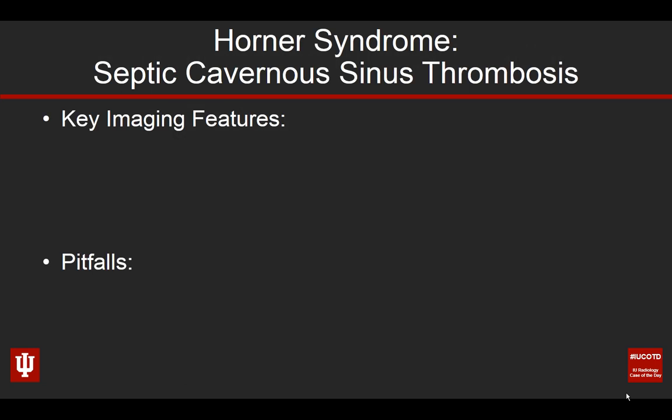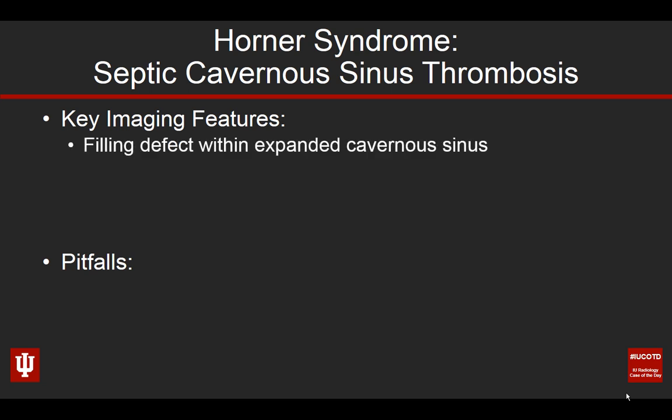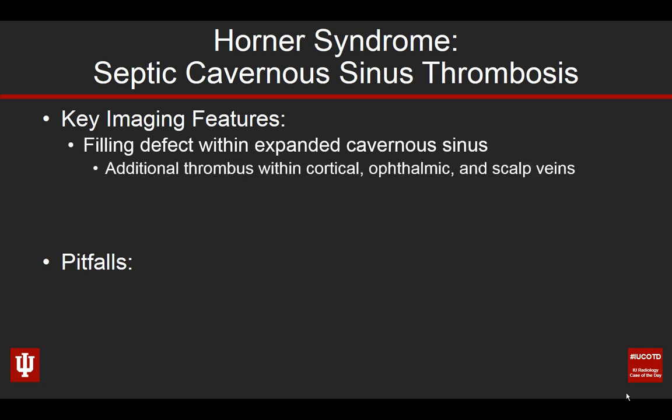Okay, so let's wrap this up. This was a case of Horner syndrome, and in fact a partial Horner syndrome, due to septic cavernous sinus thrombosis. The key imaging features to keep in mind: we had a filling defect within the expanded cavernous sinus, and then we also saw lots of additional thrombus within cortical veins, within the superior ophthalmic vein, and within the scalp veins as well. I want to stress to you that thrombus may be diffusion bright.